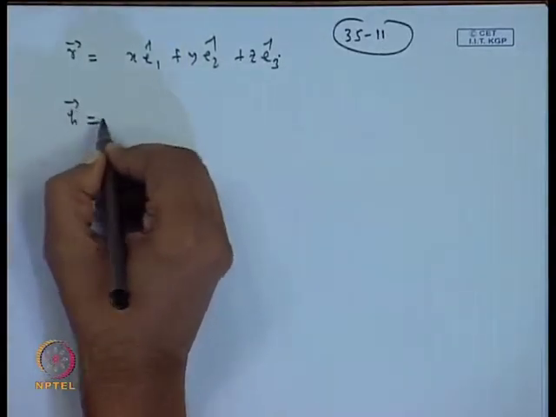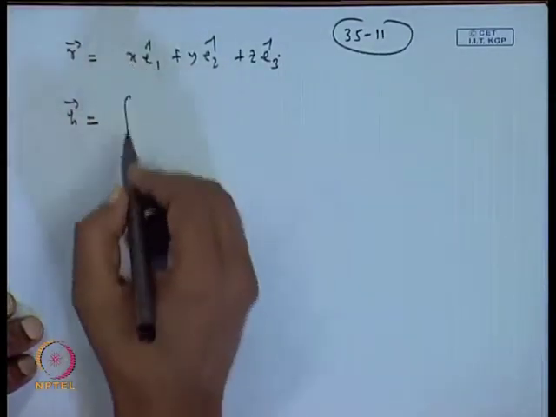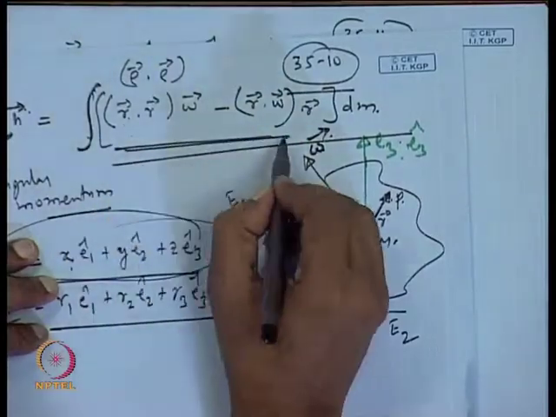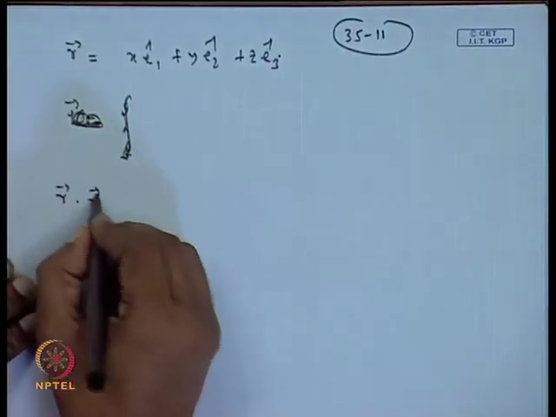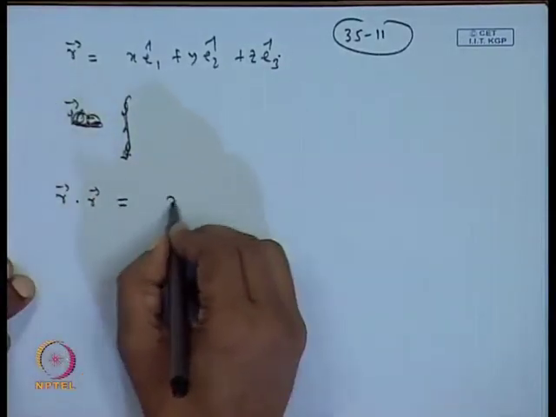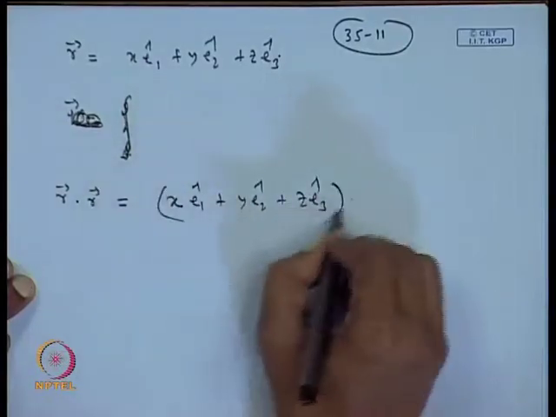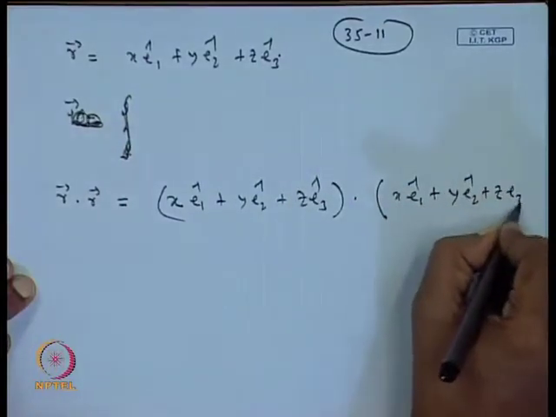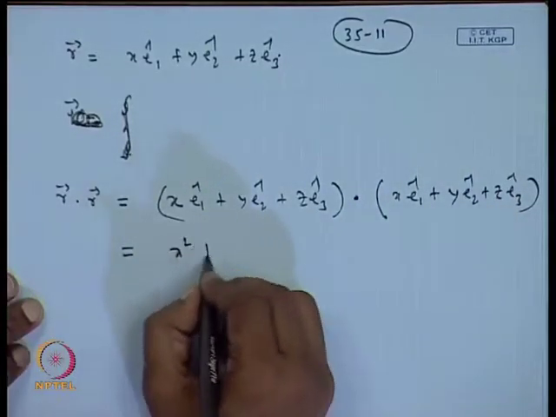So, each vector can be written as, first of all we will work out the inside of the integrand. This integrand we will work out first, and then we will do the integration part. So, let us do that part. r dot r, this is x E 1 cap plus y E 2 cap plus z E 3 cap dot y E 2 cap plus z E 3 cap. Okay, take the dot product. So, this gets into this form.